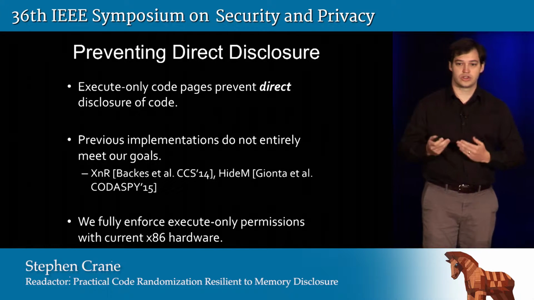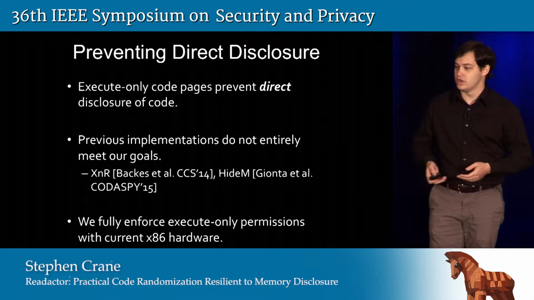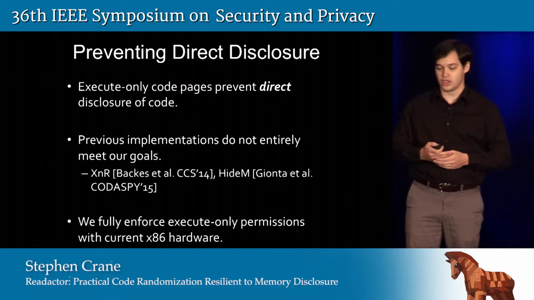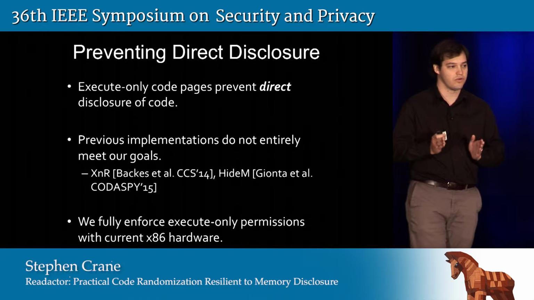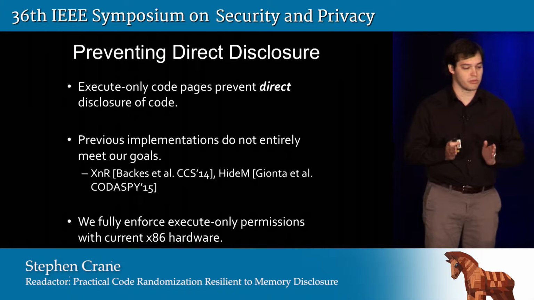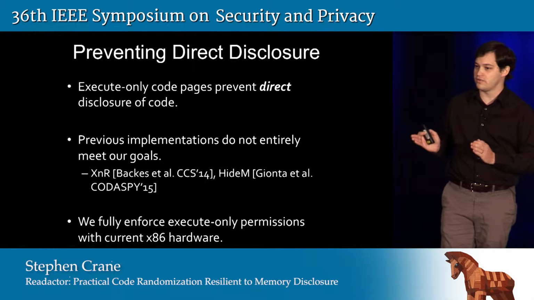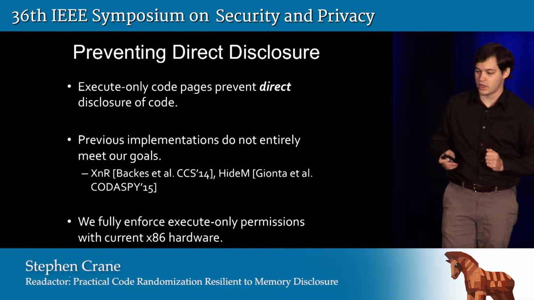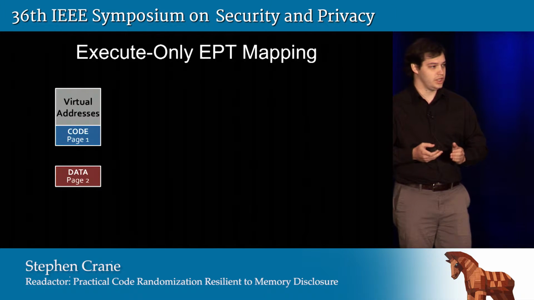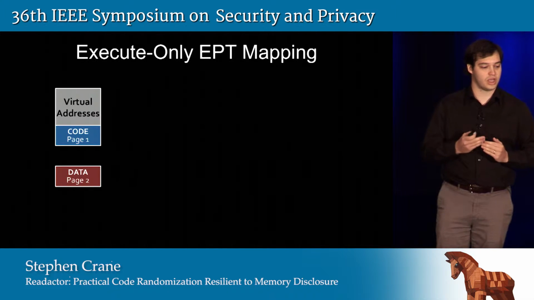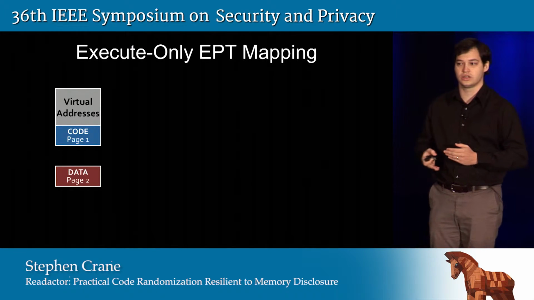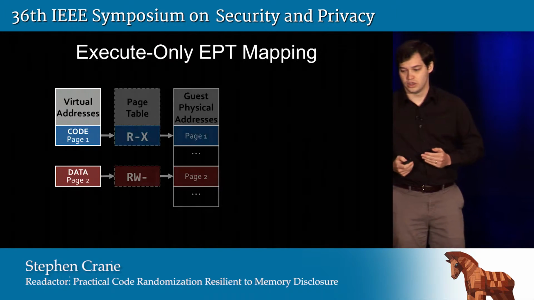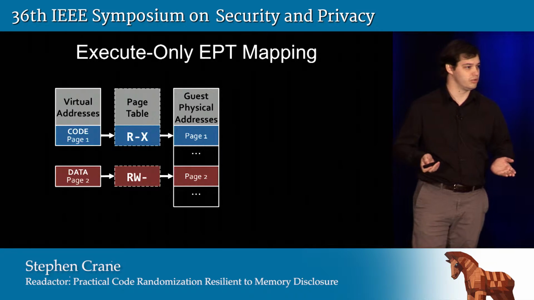As I said, execute-only memory does a great job of this. There've been two previous implementations, but they don't entirely meet our goals, so we have a new system to fully enforce execute-only memory permissions on current state-of-the-art x86 hardware. To do this, we need to back up a little bit and look at how virtual addresses are protected and translated to physical memory addresses. This is normally done through the page table.